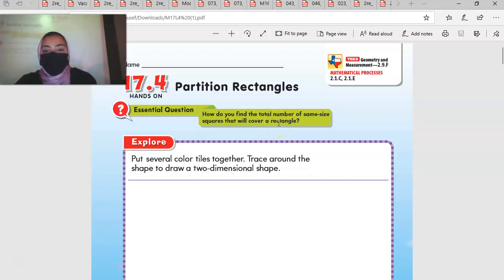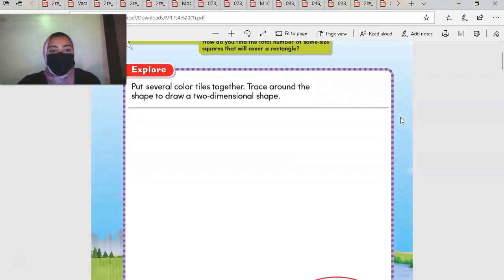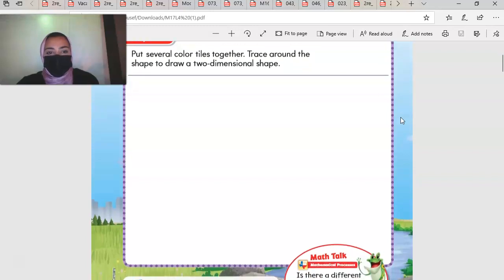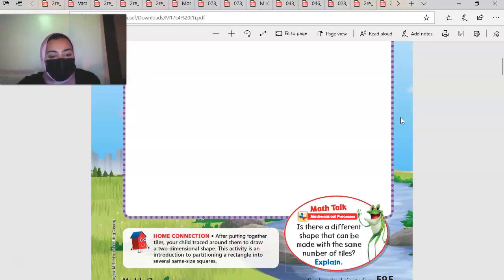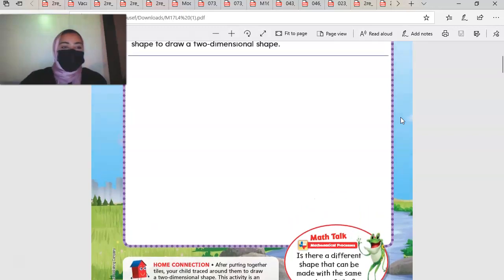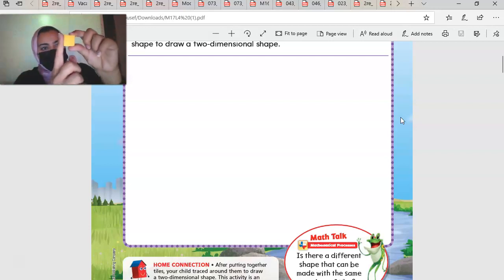So how do you find the total number of the same size squares that will cover a rectangle? Put several color tiles together, trace around the shape to draw a two-dimensional shape. It says after putting together tiles, your child can trace around them and draw a two-dimensional shape. So what they're asking us to do is use these square color tiles. My onliners, you don't have them with you, so just be creative. They're just the 1 inch by 1 inch tiles. They look like this, okay?